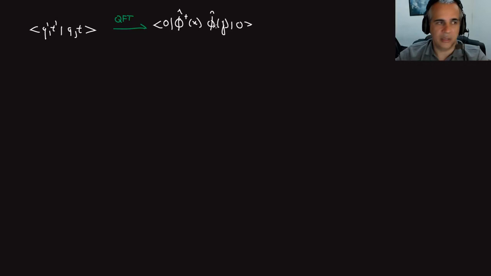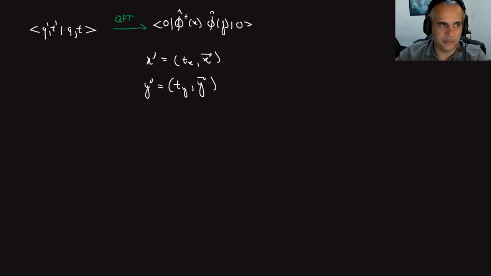So of course, now just to be sure, I'm defining x mu as t_x, x, right? And y mu as t_y, y, right? Just to set the notation. And these are the four positions. For simplicity, for now, let's go back to the scalar, the real scalar field. So psi dagger is equal to psi, and calculate this object.